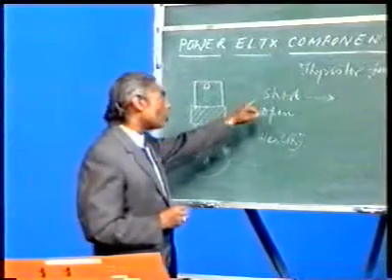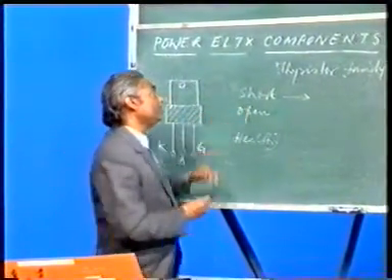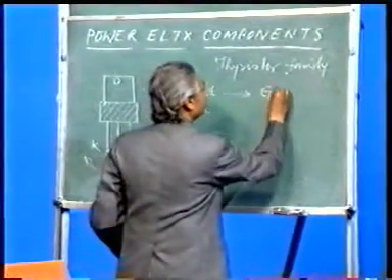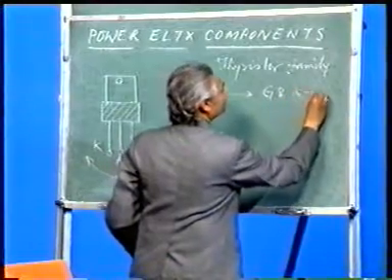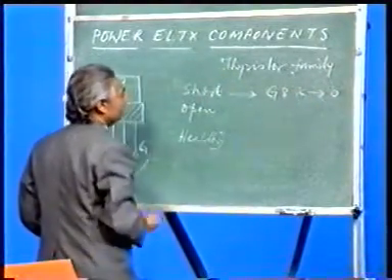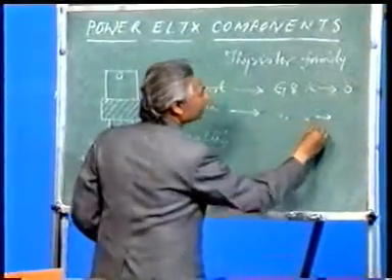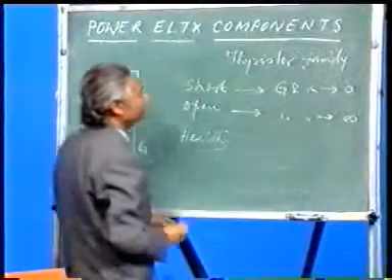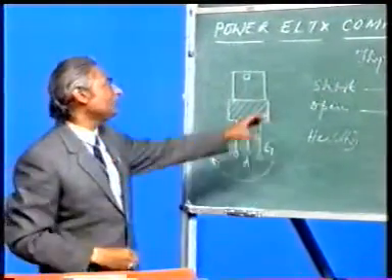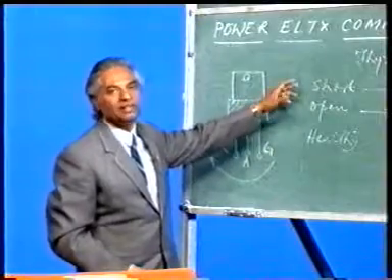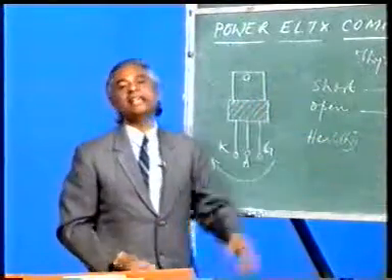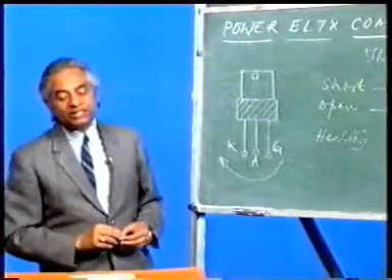So if it is short, then we find the resistance between G and K, and the resistance will be 0. If it is open, again between G and K the resistance will be very, very high, say infinite. And if it is not short and not open, then it has to be healthy. Okay?